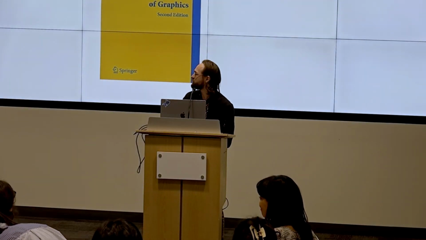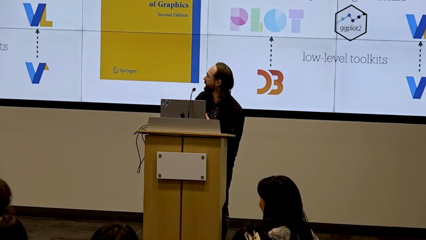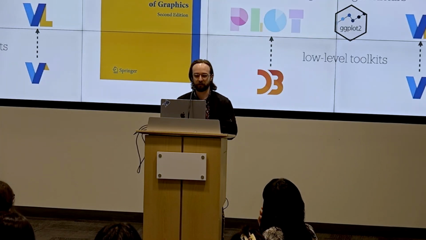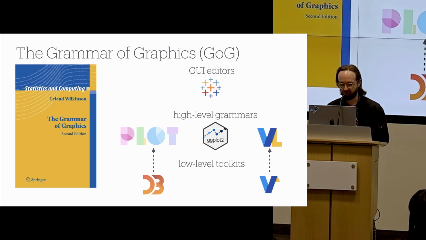First, a little bit of background about grammars. A lot of the tools we've seen today, especially Tableau, but also tools like ggplot, D3, and Vega-Lite, are based on this formalism of visualization called the grammar of graphics. It's this really incredible system and also a big visualization textbook from 1999.